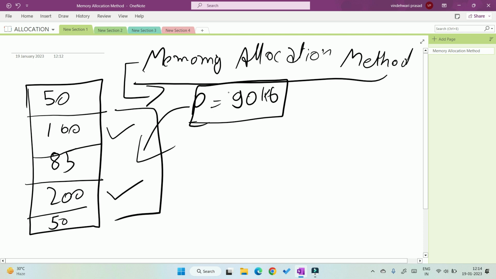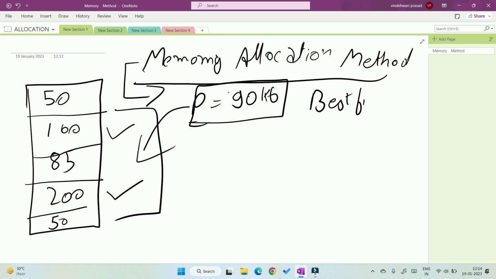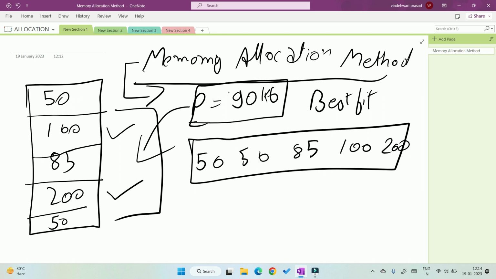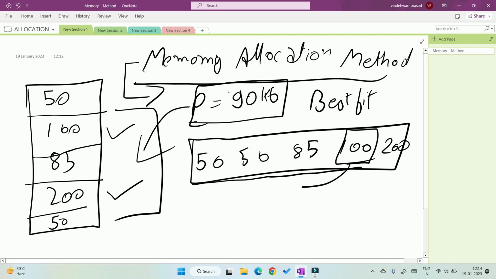There are different methods. Let us start with the first method, which is called best fit. In best fit, what will the OS do? First it sorts all the chunks. When you sort all the chunks, you get 50, 50, 85, 100 and 200. The OS searches for the minimum chunk where the process can be allotted. Here it is 100, so the OS allots 100. This is called best fit.